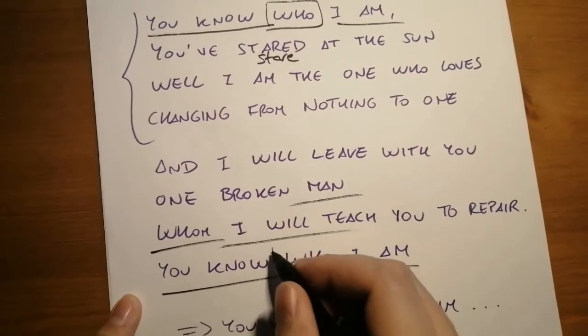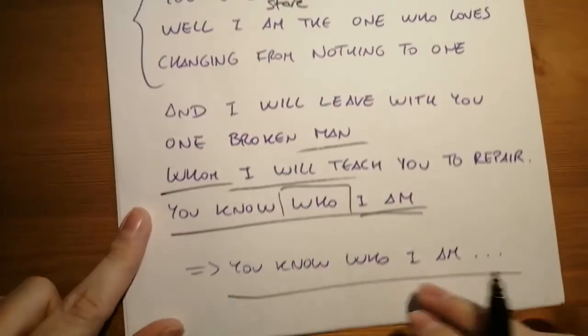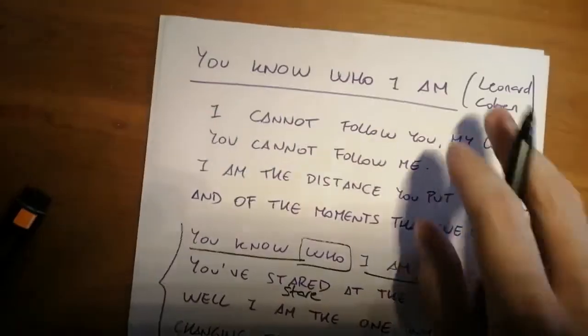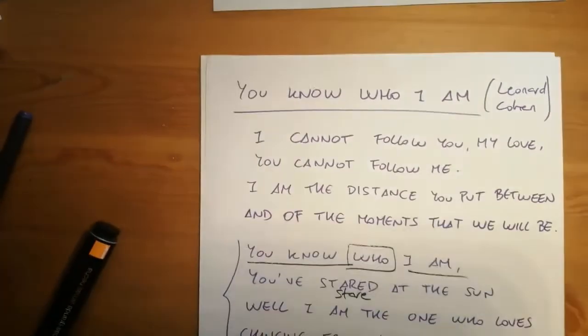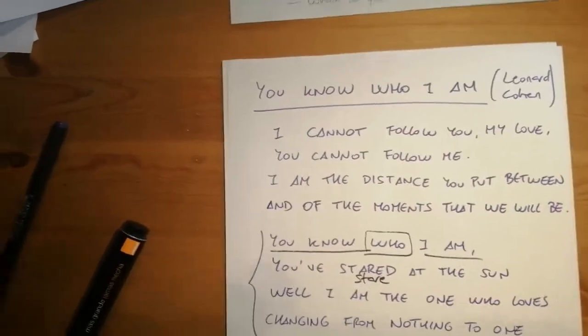And finally, you know who I am, you know who I am. It's a very nice song about all of this, of love, and from Leonard Cohen.